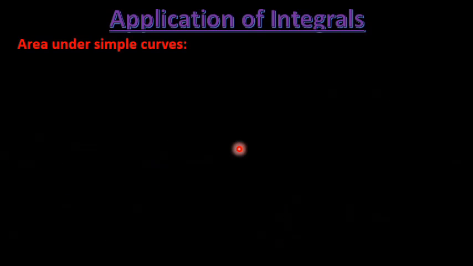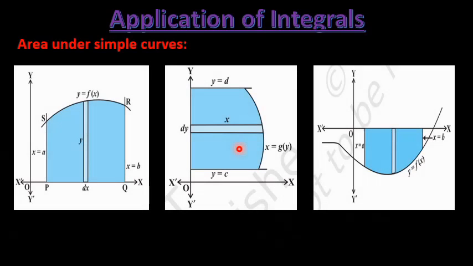Now we have to find the area under the simple curves. Like for example, in the first diagram here, we need to find the area PQRS under the curve y equals to f(x). And this is a small strip which is called a vertical strip of length y and width dx. So this represents a very small area under the curve, and we find the total area PQRS by adding the small areas which are vertical here.